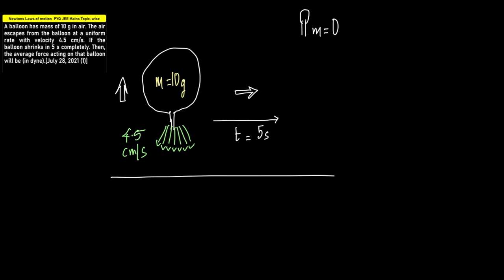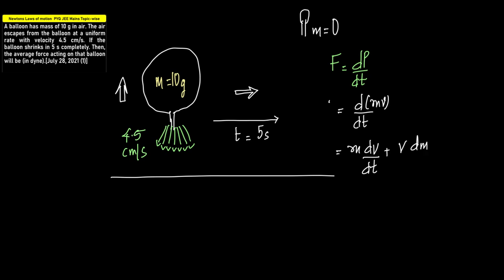So the mathematical form to understand this is that F is equal to dp by dt, which is equal to d by dt of mv. So this is m into dv by dt plus v into dm by dt. So basically F is equal to m into dv by dt plus v into dm by dt. This is what we have as equation.